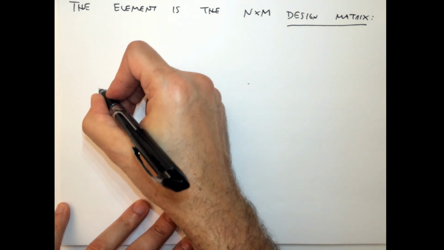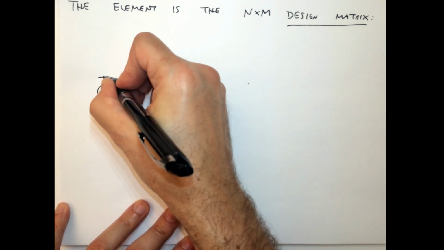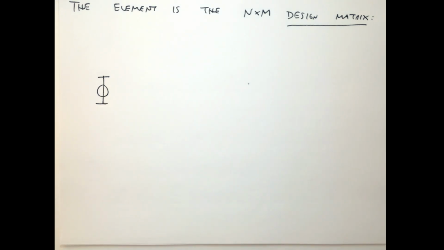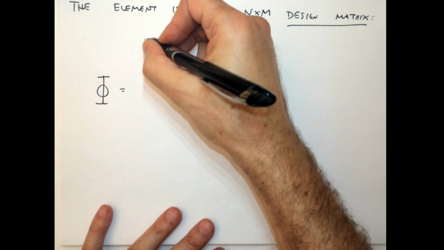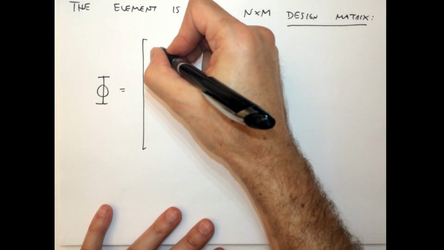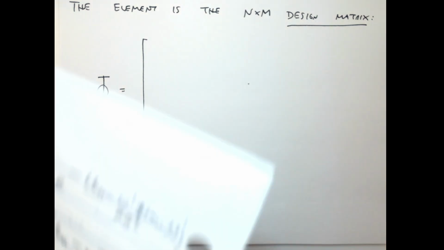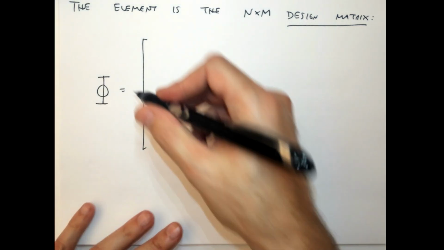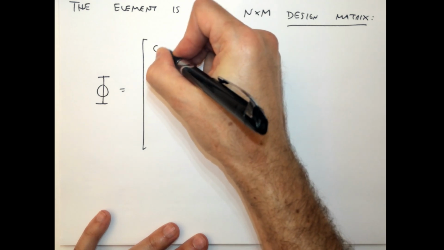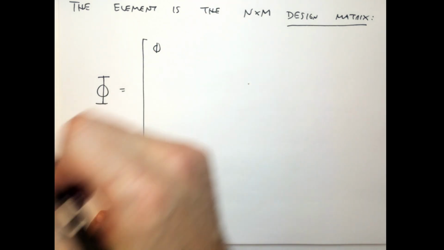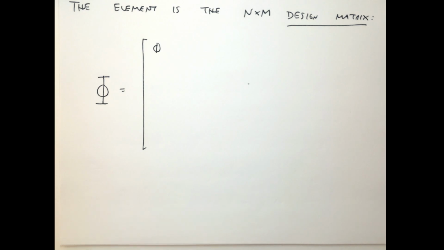And I'm going to give that kind of like a capital phi with some extra bars like this. This is like saying I basically have the phi functions. And here what I'm going to do is include the bias. So I just have m generic basis functions, which could include the bias.